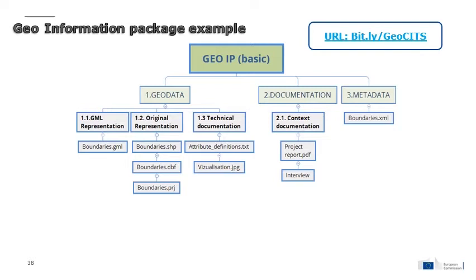And of course, technical documentation needs to be with the data so that we can understand and use it, like the attribute definitions, visualizations, and so on. We also have the documentation folder, within which we have the context documentation: the project reports or interviews with the users, with the people who maintain the data, information about the legal background, and information about how it was used in other, not so obvious, examples. And of course, the third folder should contain the metadata of the geodata that was stored.